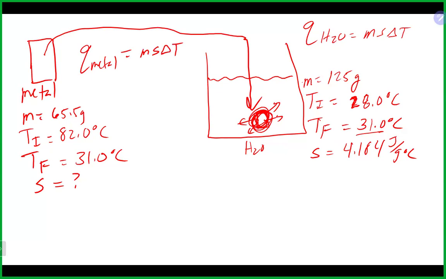Now, when we look at the water, we pretty much have all the information we need. We got the mass, we got specific heat capacity, we have the change in temperature, which means just by monitoring the temperature change of the water, we can figure out how much energy the water absorbed in that case. If we look at the metal, though, right, that is released by the metal.